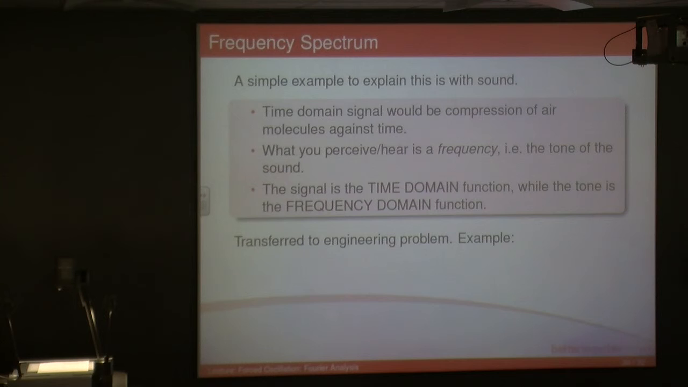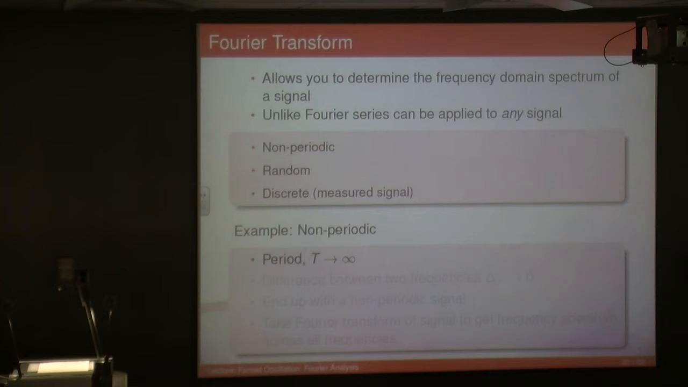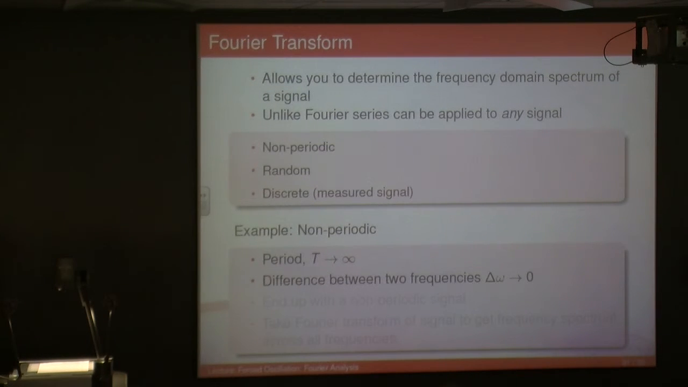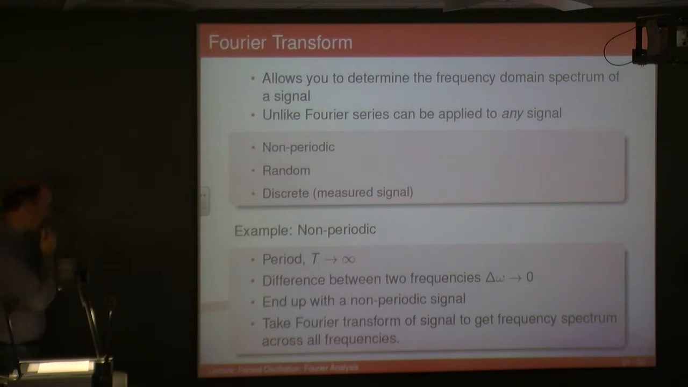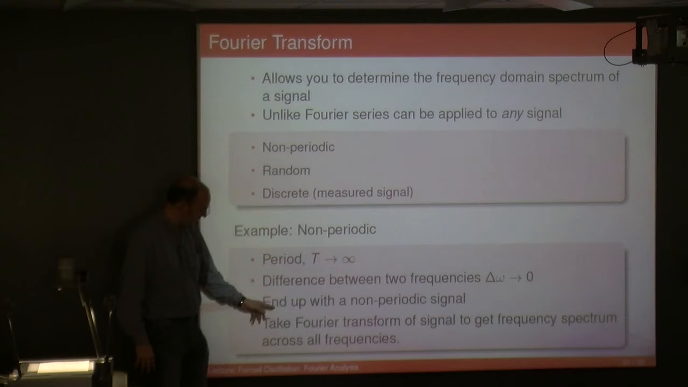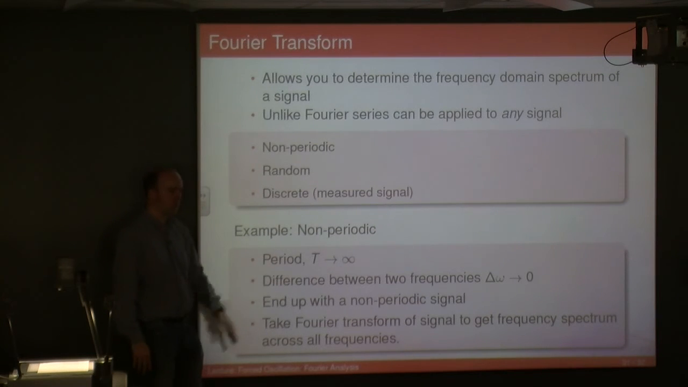So that's what, like I said, as t goes to infinity, the difference between those two frequencies must go down to 0 because of the relationship between t and omega. And you end up with a non-periodic signal being expressed as a frequency domain response. Like I said, as t goes to infinity, you get a non-periodic signal. The Fourier transform will allow you to take the non-periodic signal in terms of time and get the frequency spectrum, or the frequency domain signal.